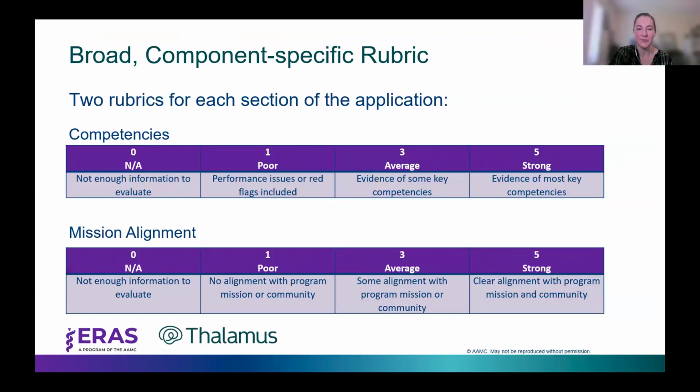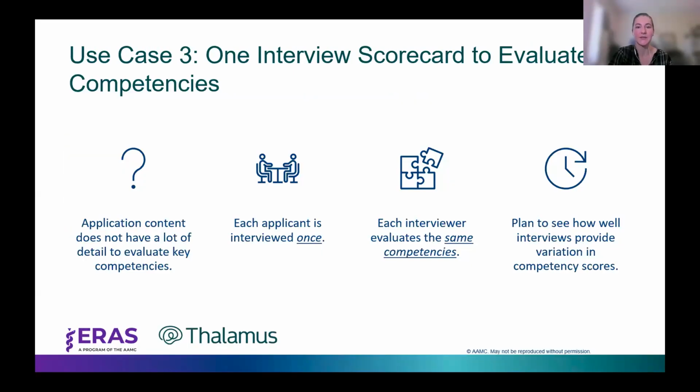All right, let's keep moving so we have time for Q&A at the end. Our third use case now focuses on rubrics that can be set up for the interview. This program has some key competencies that they want to evaluate because they didn't get a lot of detail about them in the application. Each applicant is going to be interviewed by one person, so they want each applicant to be evaluated on the same set of competencies. They're hoping this new system will help them better differentiate across applicants in that final decision process.